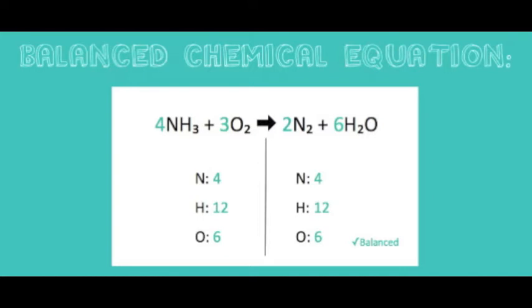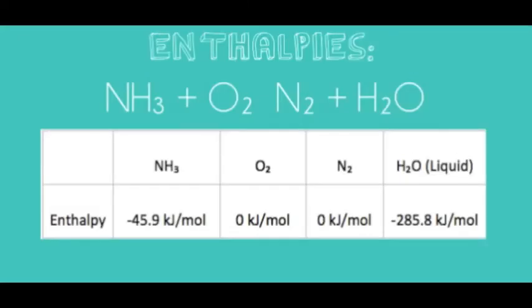Lastly, you must repeat steps number 5 and 6 until the numbers of atoms on each side of the equation are equal. Now our equation is balanced because the number of atoms for each element in the reaction are the same for both the reactants and the products. We will now use this balanced equation to find the enthalpy of our reaction.